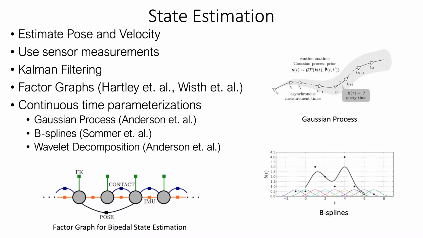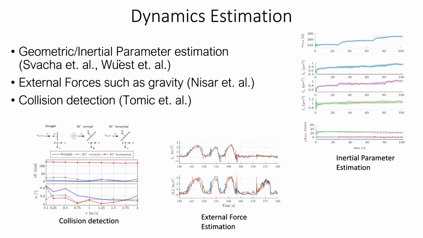Current approaches use Kalman filtering or factor graphs in an effort to tackle this problem using an underlying continuous time parameterization. These are commonly used as Gaussian processes, B-splines, or Bernstein decompositions.